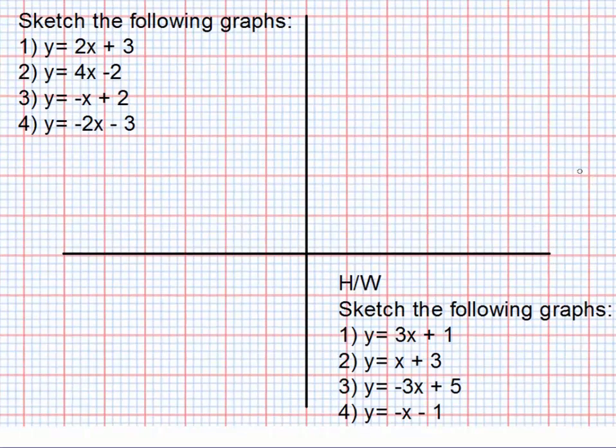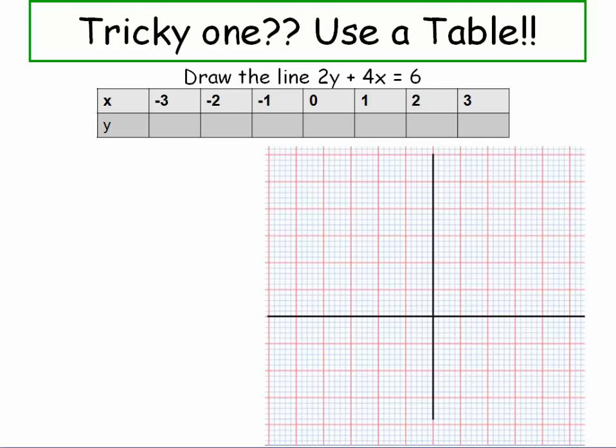Stop the video and sketch the following graphs. So here we're going to use a table, put the values of x into the equation. The values of x were given. Label the axes accordingly, so the horizontal is the x-axis, the vertical is the y-axis. Plot the points and draw the straight line.